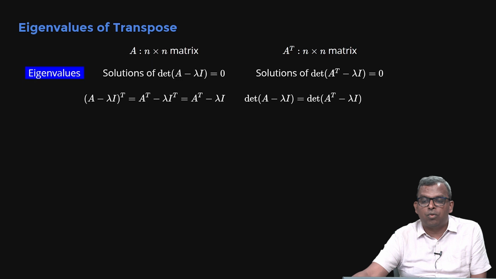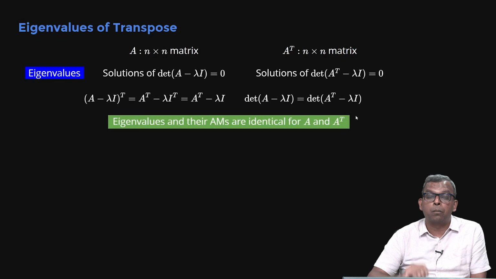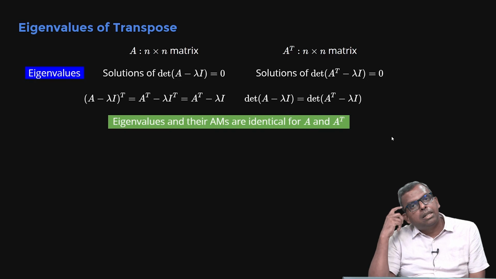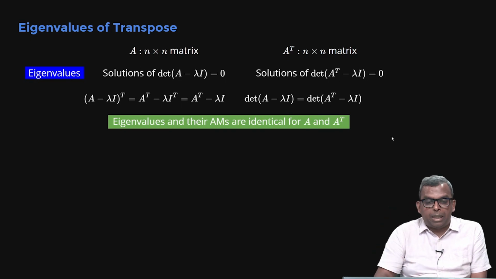So, these two equations for A and A transpose are exactly the same. They came from the different matrices A and A transpose, but once you do the minus lambda I and take the determinant, you will get the exact same equation. If they are the exact same equation, their solutions are identical. So, the eigenvalues and their algebraic multiplicities are identical for A and A transpose. A and A transpose have the same eigenvalues with the same multiplicities.